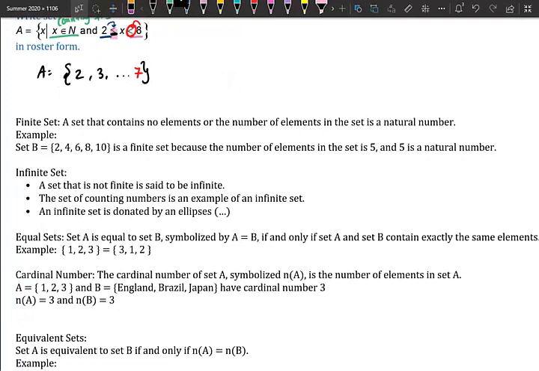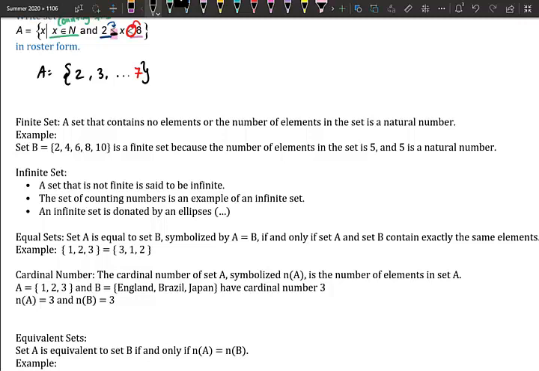Finite set: a set that contains no elements, or the number of elements in the set is a natural number. For example, 2, 4, 6, 8, 10 is finite because we know there are 5 things in there, and 5 is natural. Infinite sets: a set that is not finite is said to be infinite. The set of counting numbers is an example of an infinite set because we can keep going forever. We can count until the day we die. And that's what those ellipses, those 3 dots, mean. I purposely said it that way, it's funny. Our ellipsis is those 3 dots. That means forever.